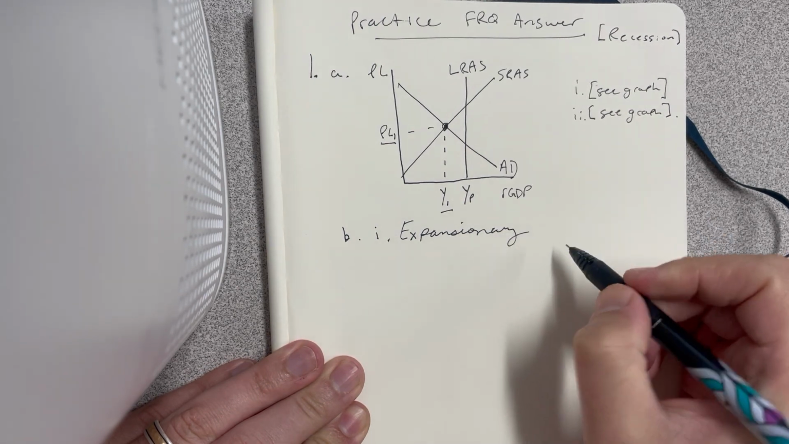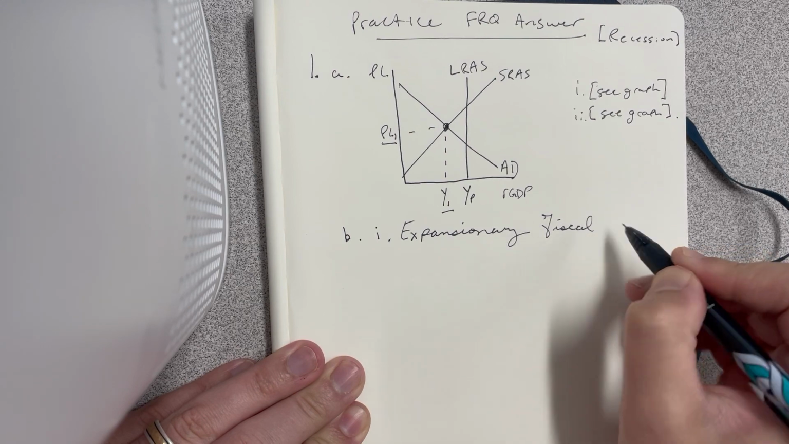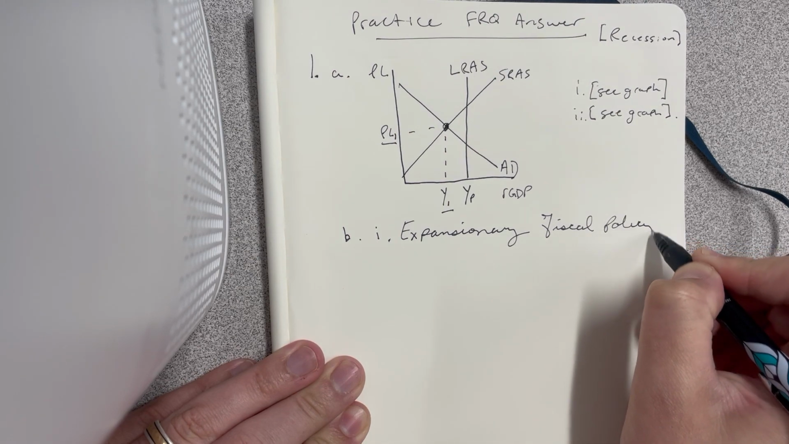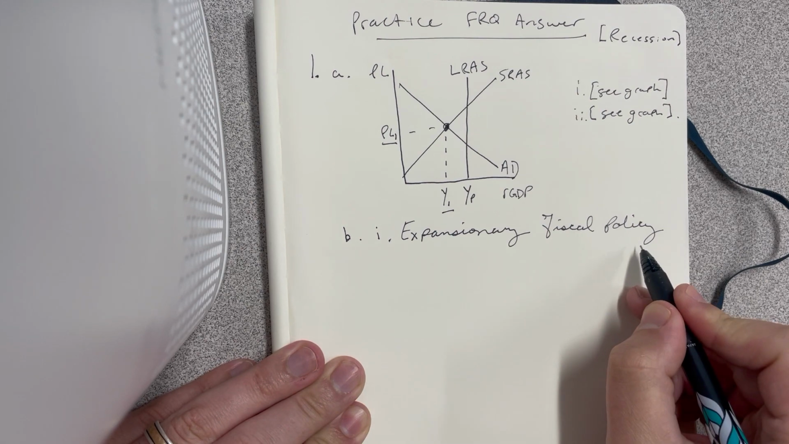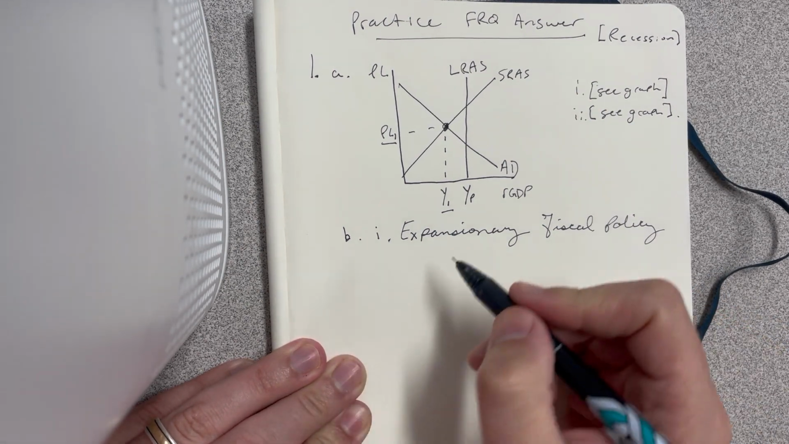All right, sorry if you can't read cursive. That says expansionary fiscal policy. If you can't read cursive. If you can, don't rate me too hard on my cursive, all right?